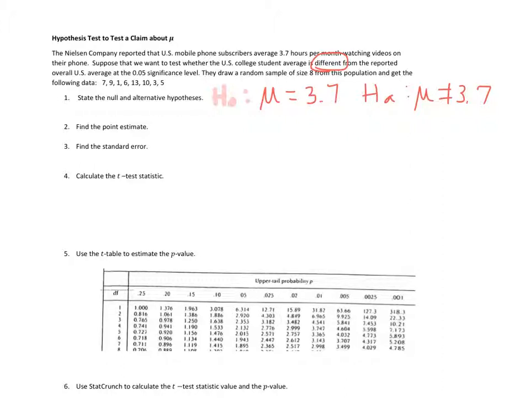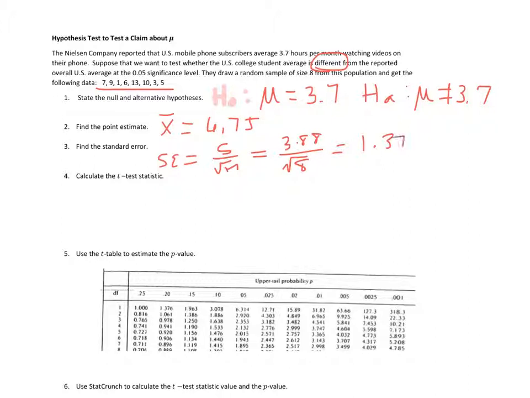Okay, since the claim is about a population mean, our point estimate is a sample mean, which is just the average of these values, which StatCrunch will calculate for you. Turns out to be 6.75. And the standard error, as we saw with the confidence interval, is just the sample standard deviation over the square root of the sample size, which is 8 in this case. So that turns out to be 3.88 roughly over the square root of 8, which is 1.3726.